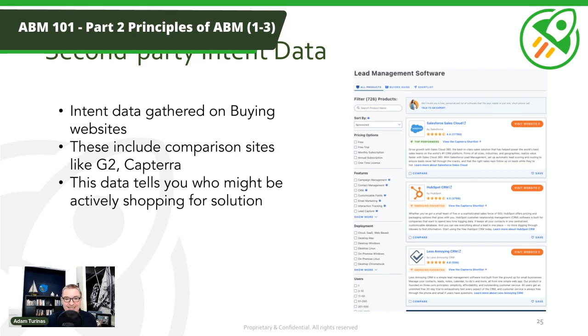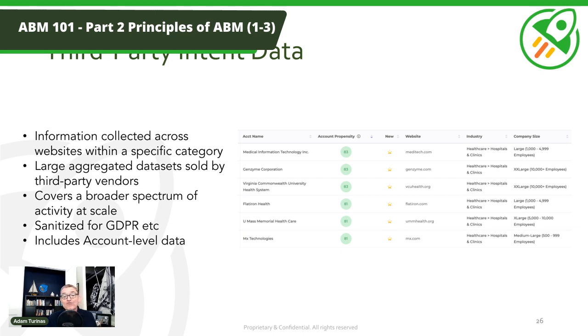Second party intent data is companies like Capterra or G2. They're essentially buying websites where, if you're a buyer and you're in the market, you're going to go to those websites and evaluate the different companies, the different vendors within a category. So I've done CRM here. This shows you three of the CRM choices. Analysts are another example of second party intent data.